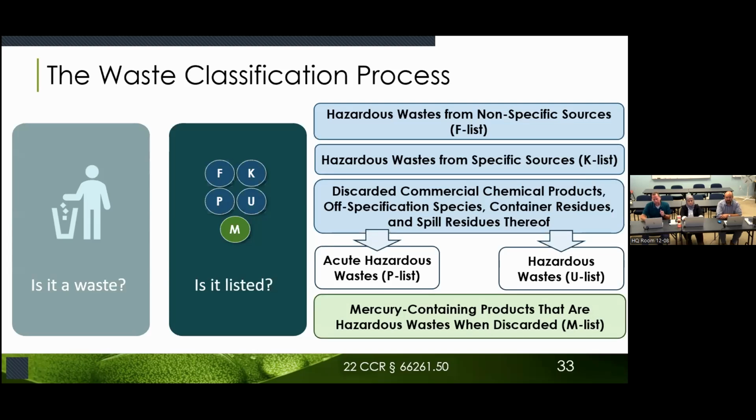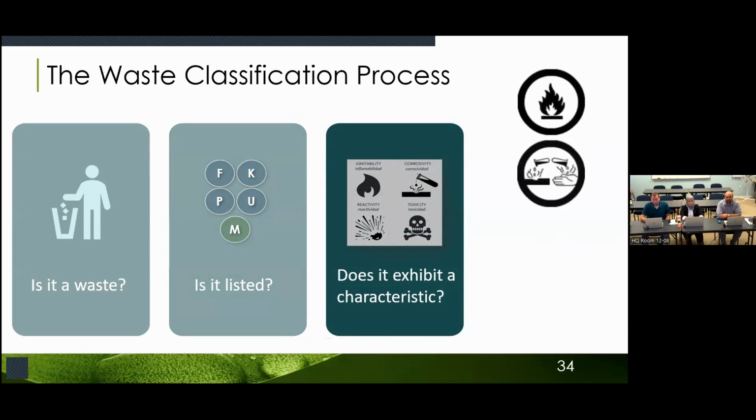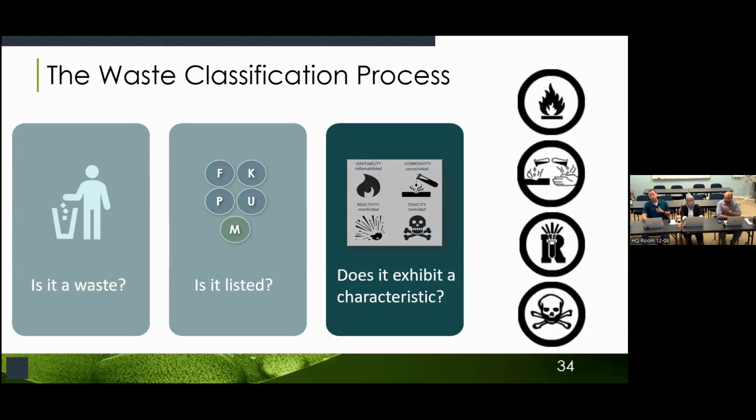Besides being listed, the other way for a waste to be a hazardous waste is if it displays one of the 4 characteristics of a hazardous waste. As I mentioned, those are ignitability, corrosivity, reactivity, and toxicity. And the criteria for most of these are based on the results of analytical tests. We're going to do a deeper dive into those in just a few minutes, so hold on for now.